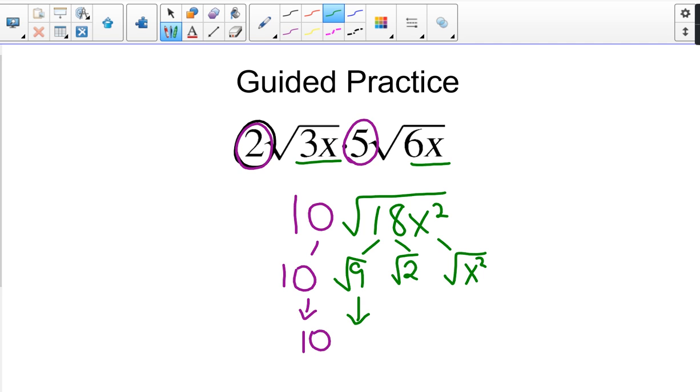So square root of 9 is 3. So we're going to be multiplying that 10 by 3. Square root of 2 is not a perfect square, so we'll just leave it, root 2. Square root of x squared, that's x.